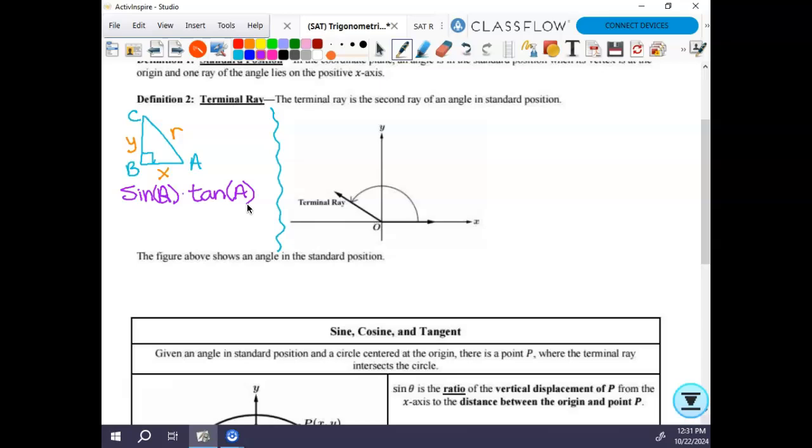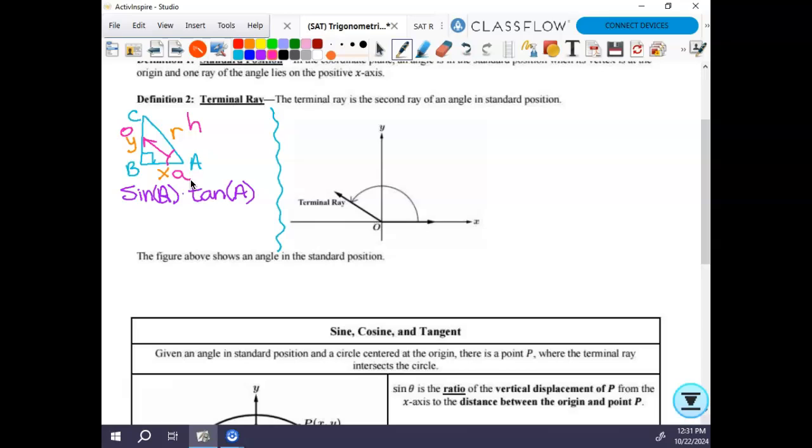The angle is angle A. So I'm using this angle for both of them. My hypotenuse is across from the right angle, not across from the longest side. Then across from A would be the opposite, and this would be adjacent.